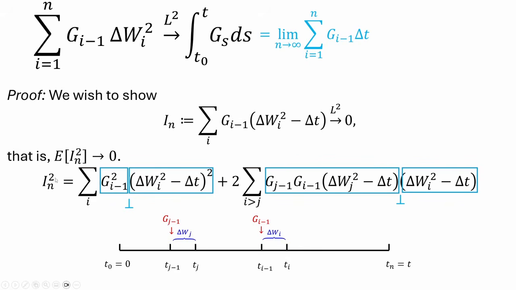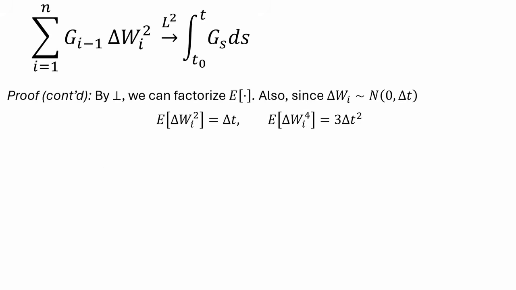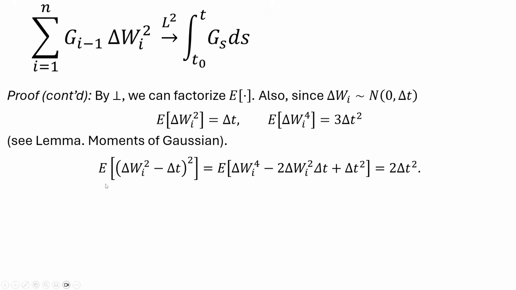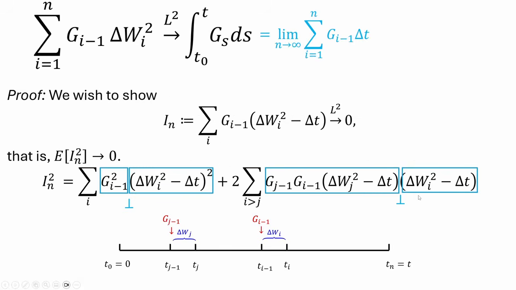And if we take the expectation of I_n squared, those independent terms factorize. But to take expectation, we also need the moments of ΔW_i. And here we just give the formulas. The derivations are in the last part of this video, called the lemma, moments of Gaussian. The expected value of (ΔW_i squared minus Δt) squared after expansion simplifies to 2 times Δt squared. Since the expectation of ΔW_i squared is Δt, the cross terms all vanish, so we're just left with the pure square terms.